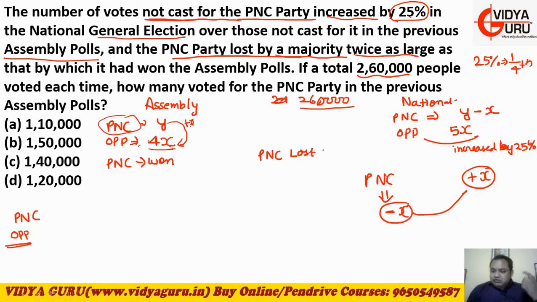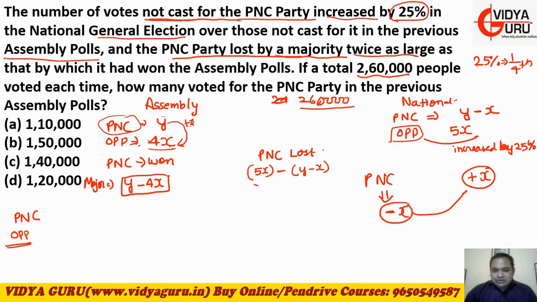Majority means what? Winner's vote minus loser's vote, the difference in votes. So that is majority. So last election's majority, who was the winner? Winner was PNC. So winner's vote was more, loser's vote is less. So difference of vote, winner minus loser, y minus 4x. So this is the majority of last election. What is the majority of this election? In this election, who is the winner? Opponent is winner. So this election's majority is opponent's vote because he is winner minus PNC's vote because PNC has lost this time.